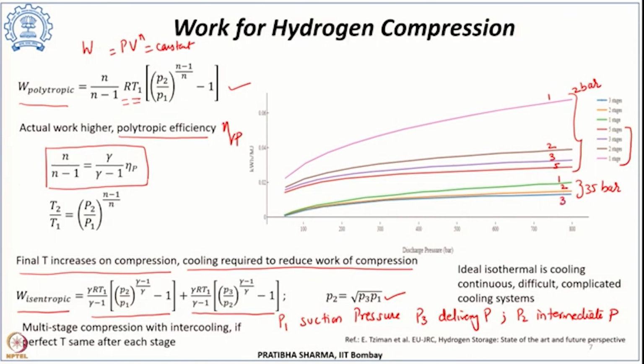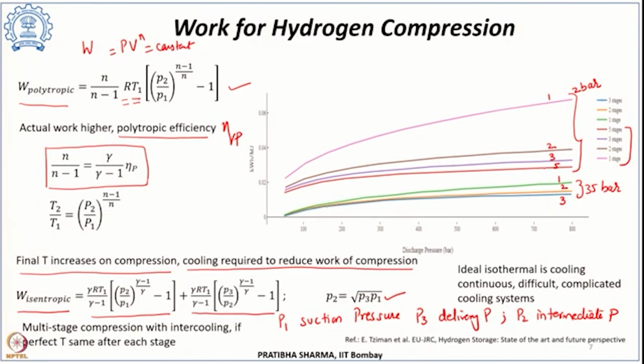From this curve we can see that introducing an additional stage with intercooling in between reduces the work of compression. As we go from stage 1 to stage 5, the work of compression required reduces. At the same time, this curve also emphasizes the importance of the suction pressure. If the initial pressure for compression is higher, the work required for hydrogen compression will be lower.